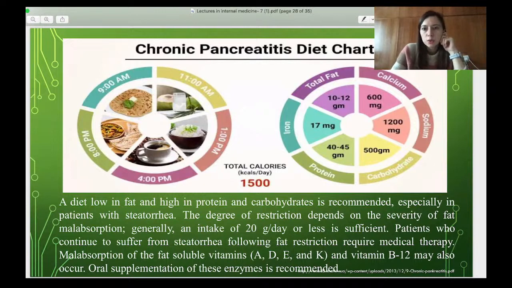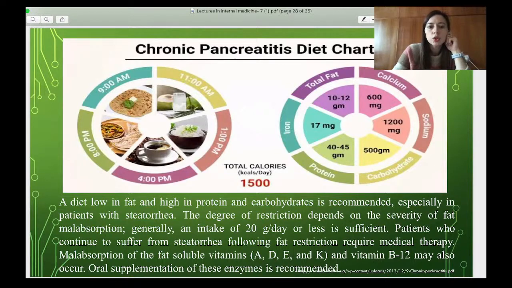Yes, and the first part of your treatment is diet. A diet low in fat and high in protein and carbohydrates is recommended, especially in patients with steatorrhea. The degree of restriction depends on the severity of fat malabsorption. Generally, an intake of 20 grams a day or less is sufficient.